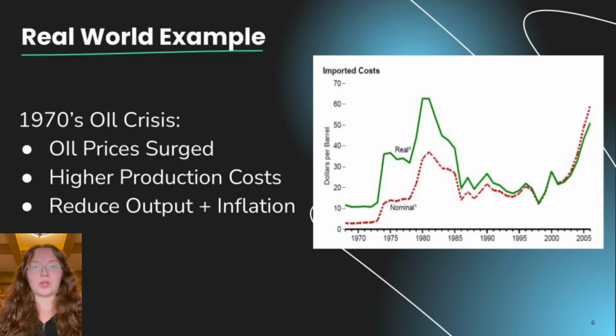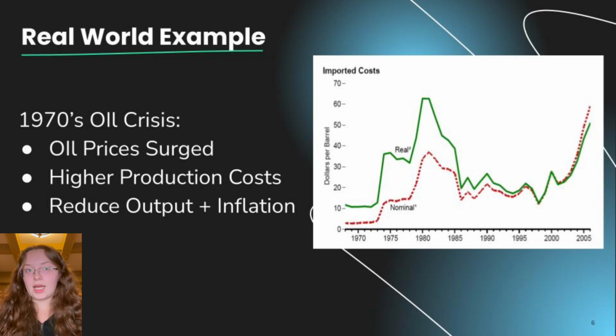A well-known historical example is the 1970s oil crisis. During this time, oil prices sharply increased due to supply restrictions from major oil-producing countries. Since oil is a key input for transportation and production, this raised costs for businesses across the economy. As a result, aggregate supply decreased, shifting the SRAS curve left.